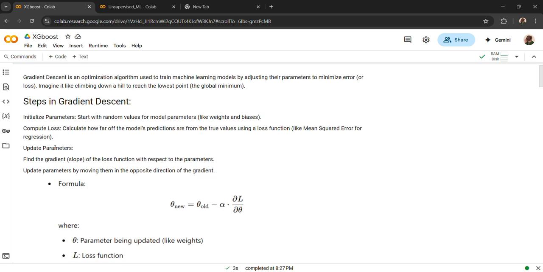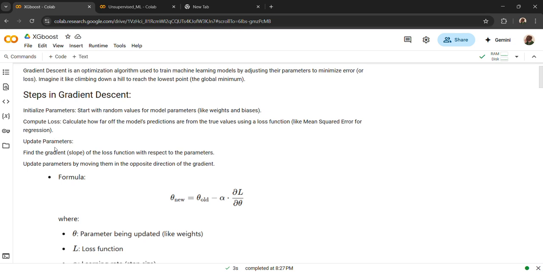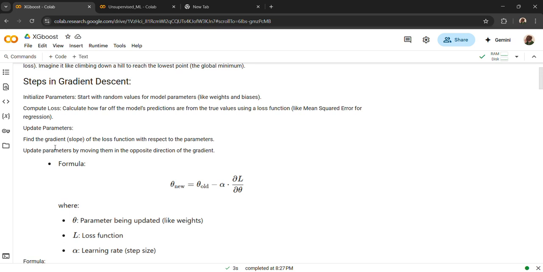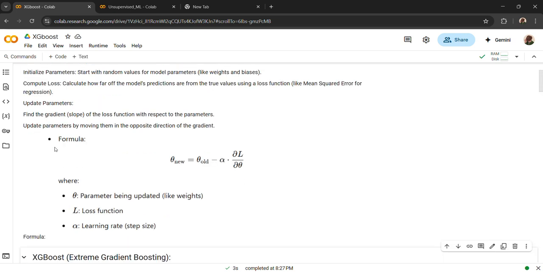What are the steps involved in gradient descent? First, we need to initialize the parameters. We start with random values for model parameters like weights and biases. Weights are something like coefficients. Then we compute the loss. For regression, we can take the mean square error. Then we find the slope of the loss function and update the parameters by moving them in the opposite direction of the gradient.